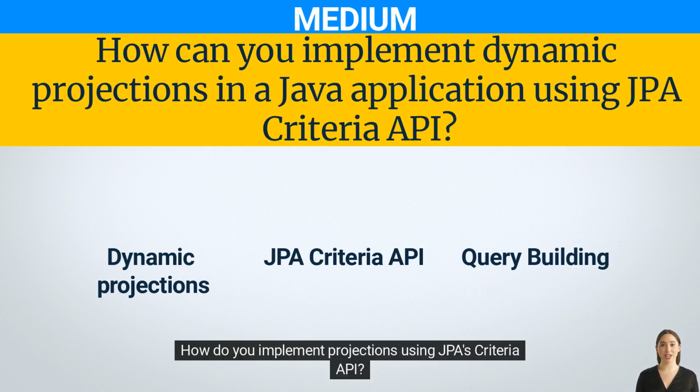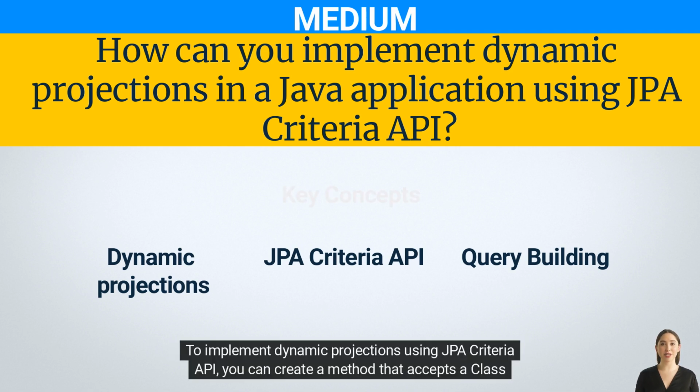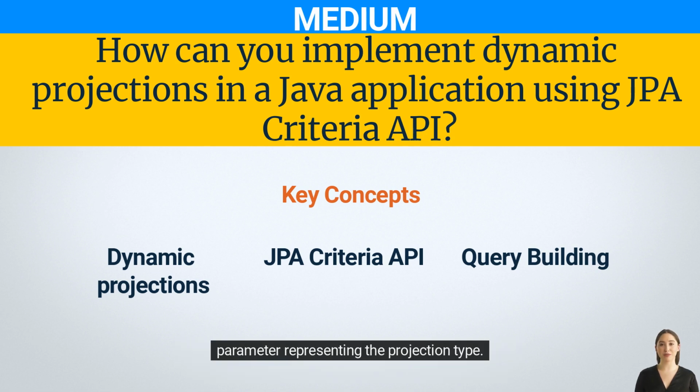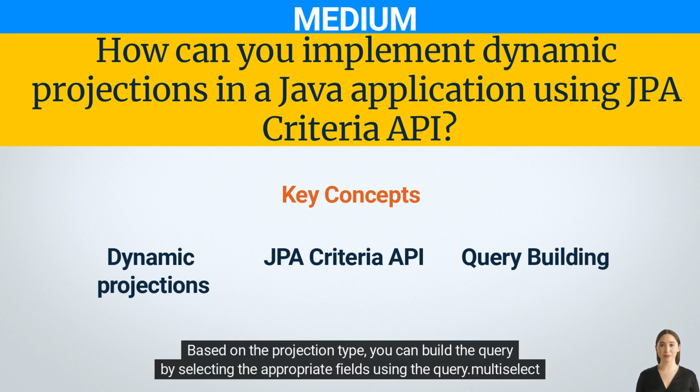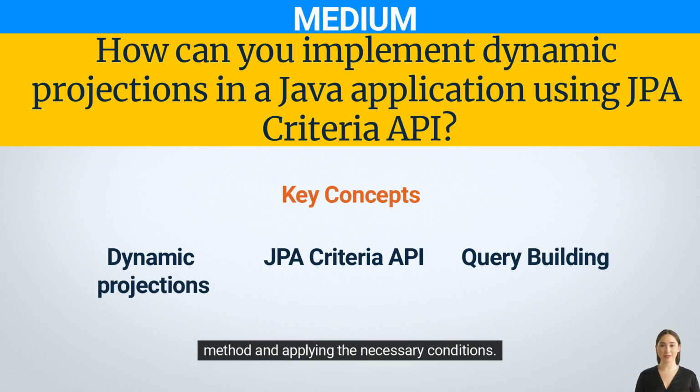How do you implement projections using JPA Criteria API? To implement dynamic projections using JPA Criteria API, you can create a method that accepts a class parameter representing the projection type. Based on the projection type, you can build the query by selecting the appropriate fields using the query.multiselect method and applying the necessary conditions.